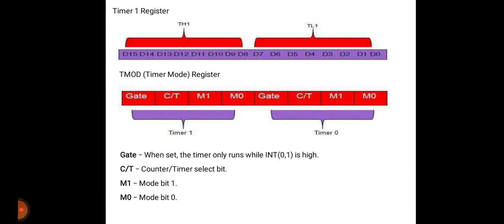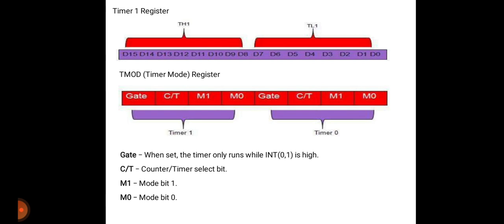Next is TMOD, the timer mode register. Both timer 0 and timer 1 use the same register to set the various timer operational modes. It is an 8-bit register in which the lower 4 bits are set for timer 0 and the upper 4 bits are for timer 1. The lower 2 bits are used to set the timer mode, and the upper 2 bits are used to specify the operation. So we will see how it works.